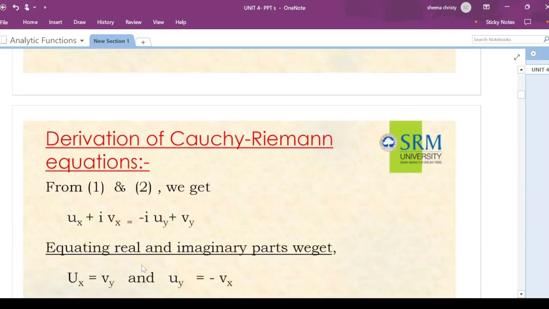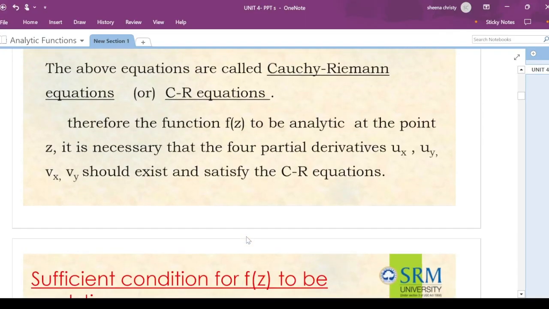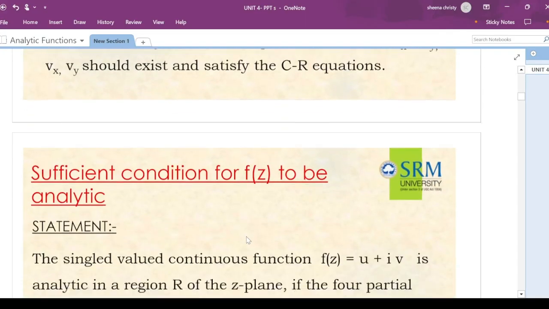Then from equations 1 and 2, we are getting ux plus i into vx equal to minus i into uy plus vy. Comparing the like terms, you are going to get ux equal to vy and uy equal to minus vx. Hence, we are getting the Cauchy-Riemann equations.